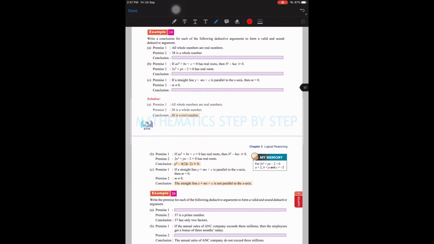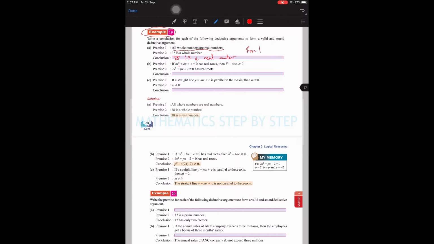Then now let's go through this example 19. Write a conclusion for each of the following deductive arguments to form a valid and sound deductive argument. So premise 1, all whole numbers are real numbers. Premise 2, 38 is a whole number. Conclusion, 38 is a real number, okay? So this is in form 1.